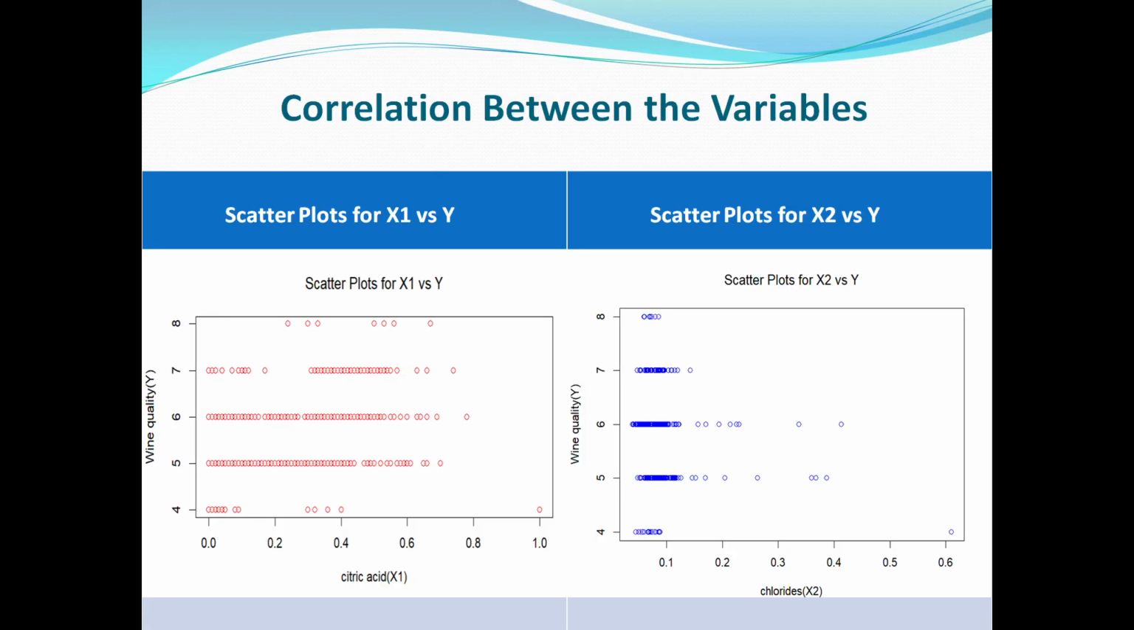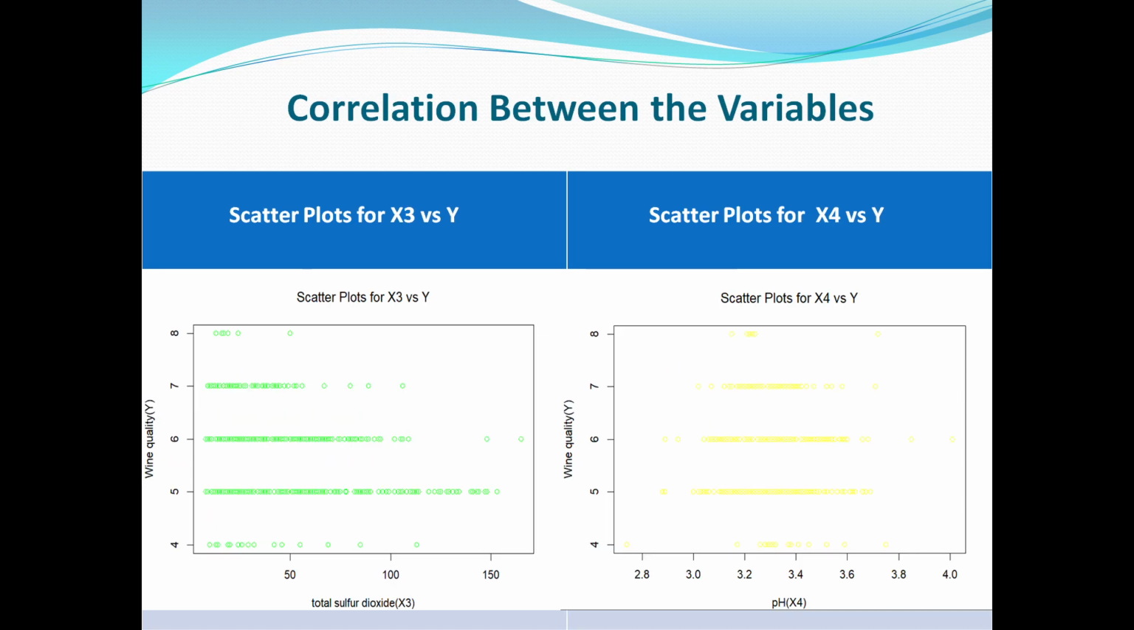Coming to the first slide, we can see that it's about the correlation between the variables. Here on the left side, we can see the scatter plot for citric acid and wine quality. Here we can see that the wine quality is maximum between 0 and 0.6. And coming to the second graph, it's a scatter plot for chloride and wine quality. Here it is maximum between 0 and 0.1.